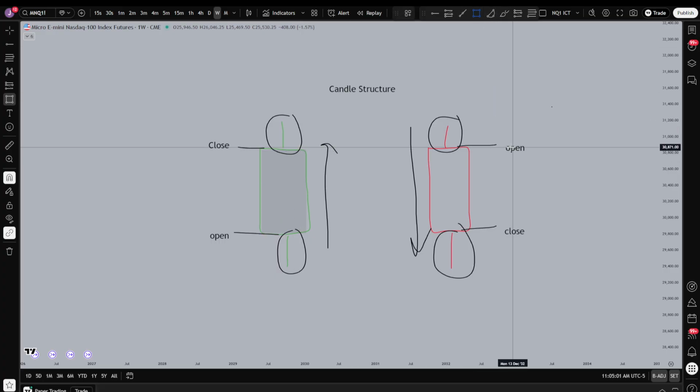I could do the same thing for a bearish candle. The candle opens up right here. We then make the higher wick of the candlestick, start to expand lower, create the bottom wick of the candle, and then close right here. So this is just a basic example of how candlesticks form.